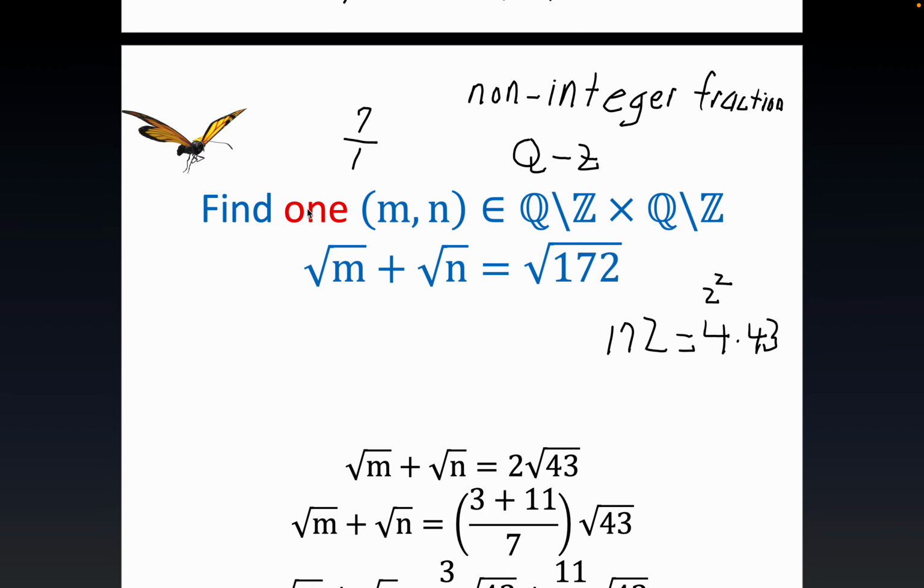I just said one like it's a big deal, like it's special to find one. But you can find infinitely many rational solutions. I just arbitrarily chose, you see the 2 we get right here? Well, you can write that as 3/7 plus 11/7. 14/7 is 2, right? So look at that. There's an infinite number of ways to express 2 as the sum of two non-integer rational numbers.